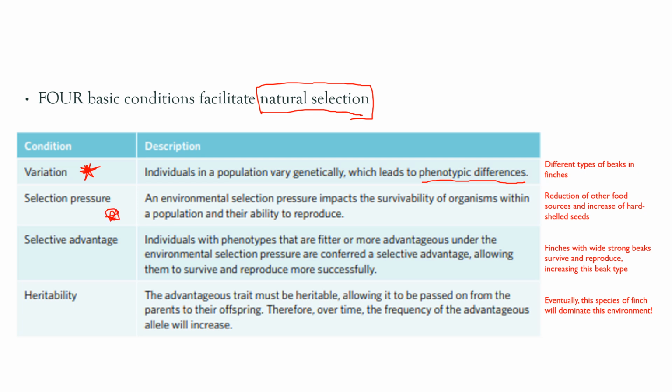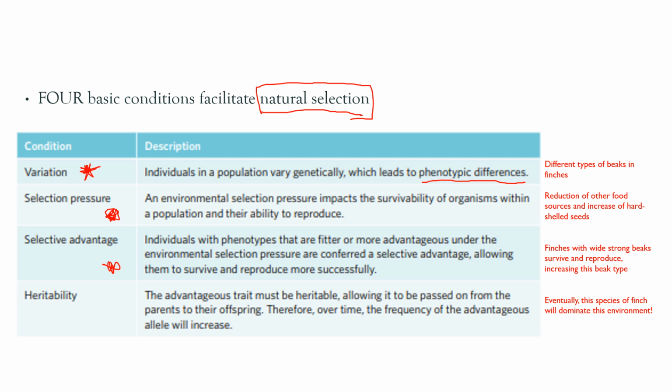We then have a selection pressure. That is any environmental pressure that impacts the survivability of the organism and their ability to reproduce. In our example, that was a reduction in food sources and a change to only hard-shelled seeds. That was the selection pressure that was working on these finches.